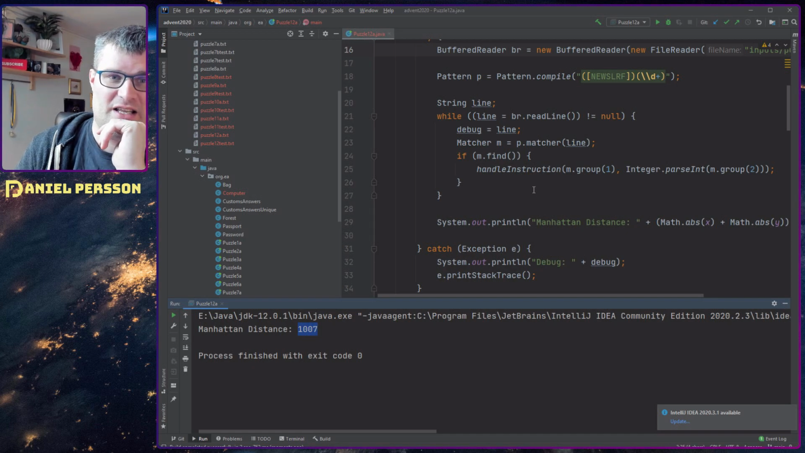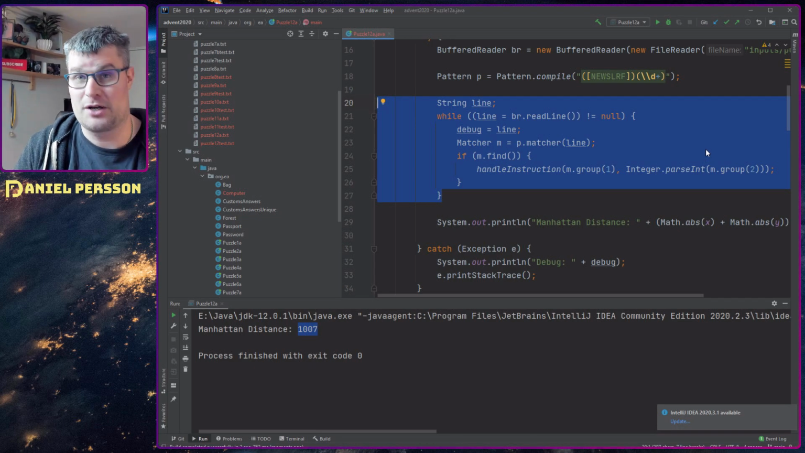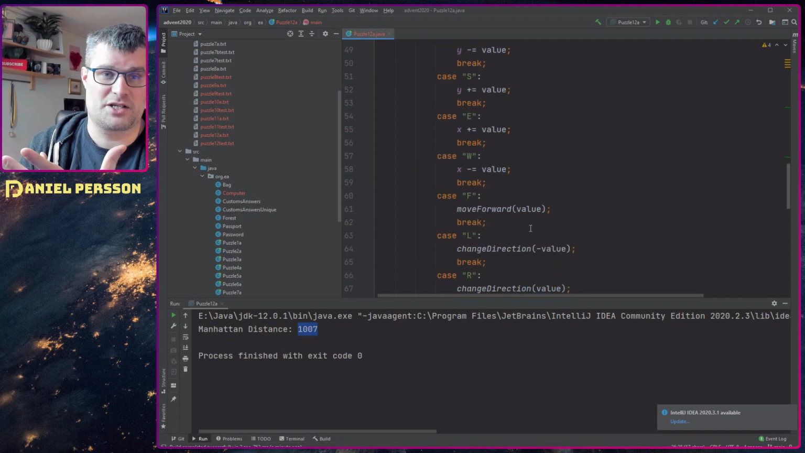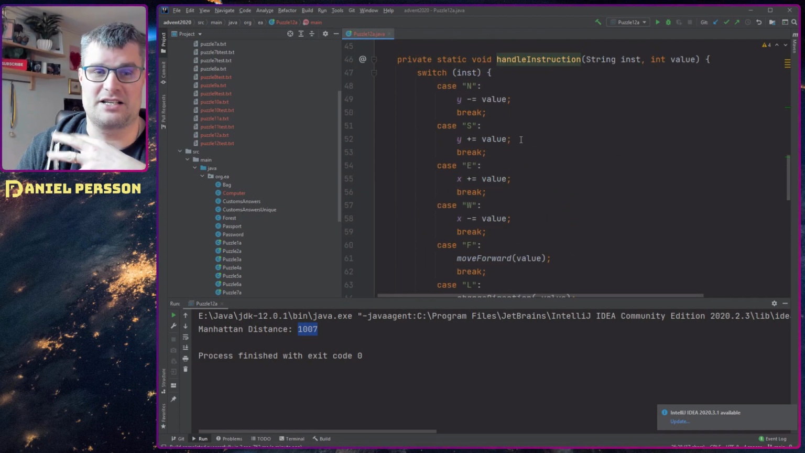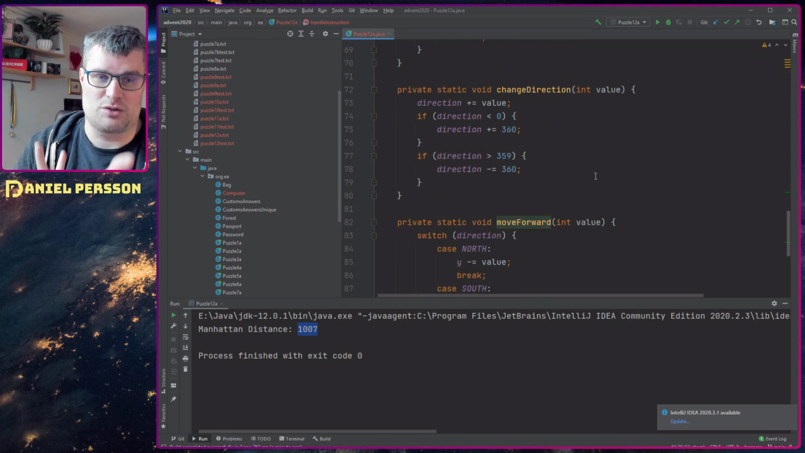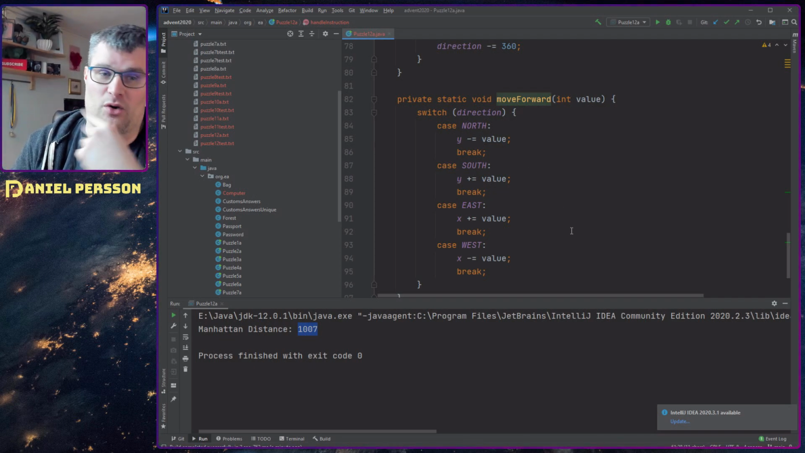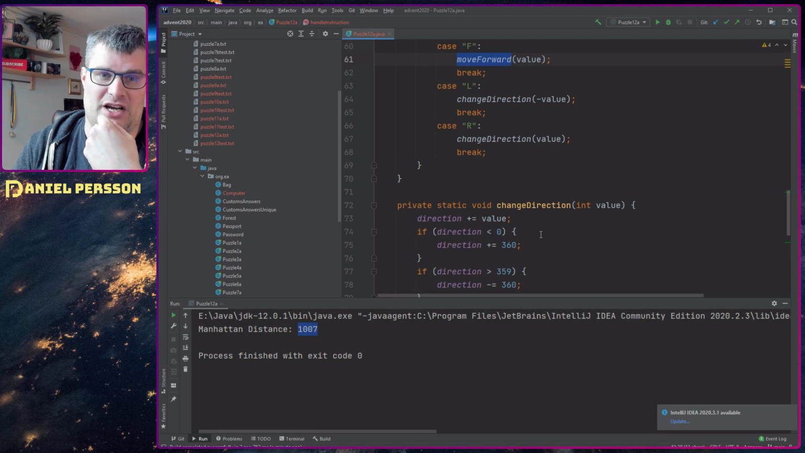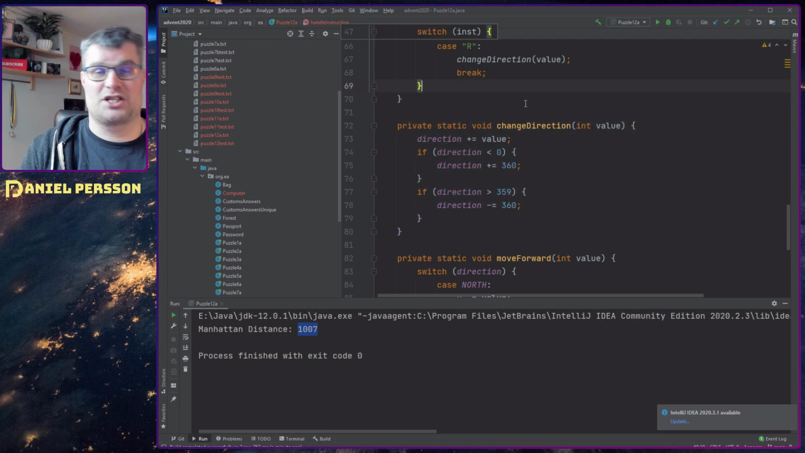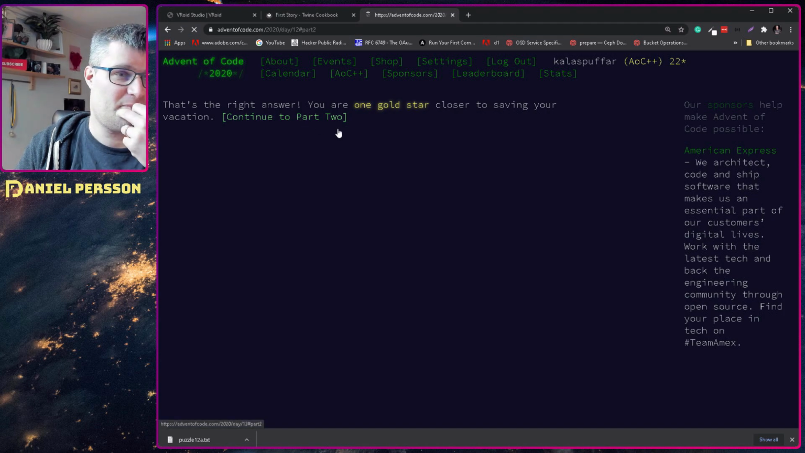So we have something that will take out the line and figure out the different patterns that could occur. We give that to a handle instruction. The handle instruction will just parse the letters and decide what to do with the value. And then we will have a function to move forward, which will handle the different directions that we have, north, east, south, west. And we also have a change direction that will change the direction depending on the degrees we want to change it. So it seems very reasonable that it should work, and it did.